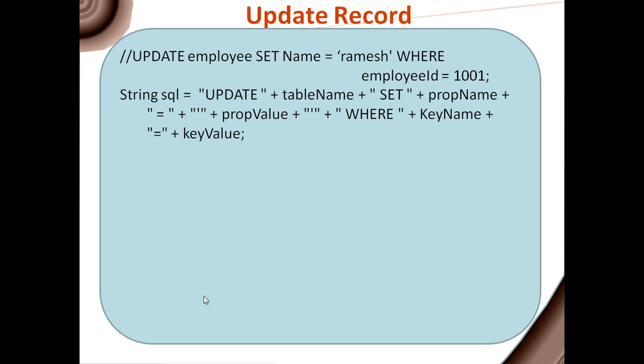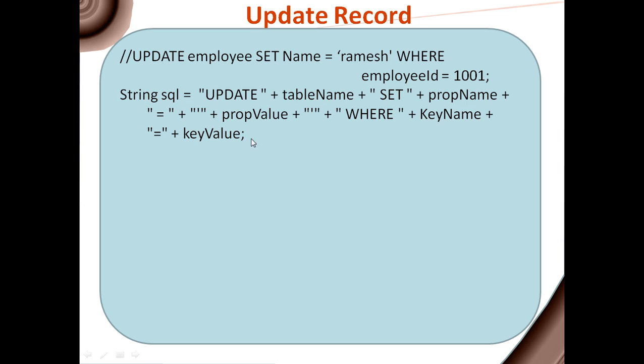And once you are done with it, then you basically want to execute a query like update employee, that is, update table employee, set name is equal to Ramesh, where employee ID is equal to 1001, because earlier we had set the name to Sunil. So we would like this to be done. So how do we do it?